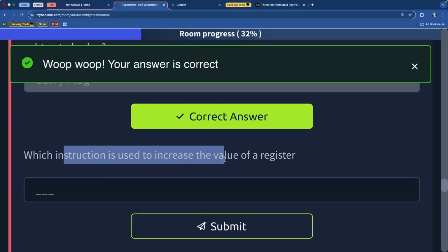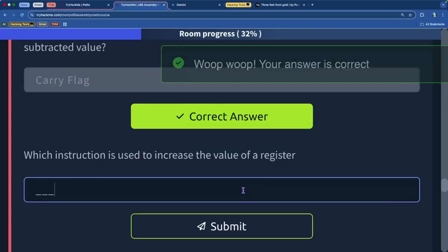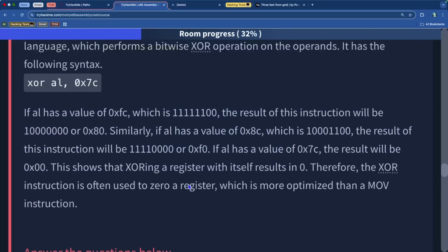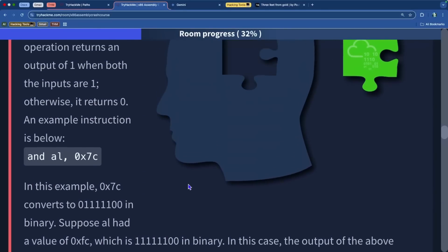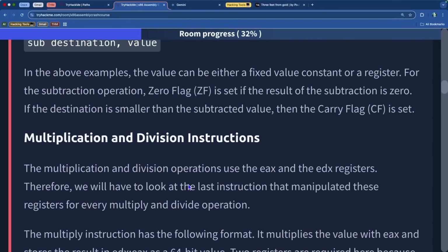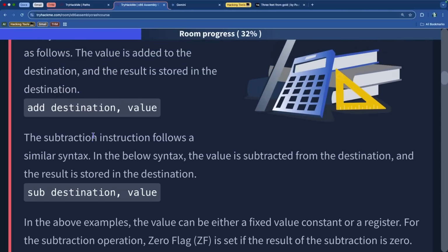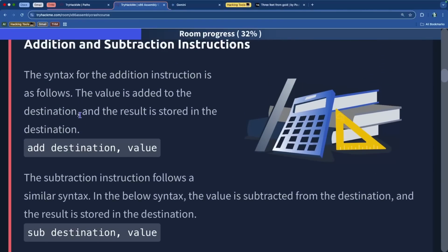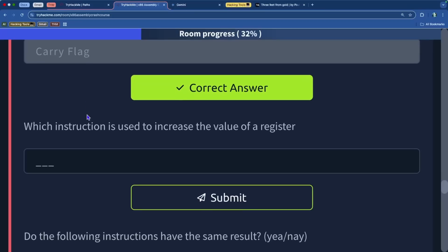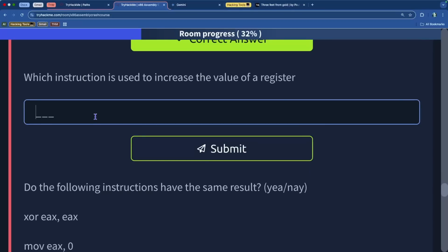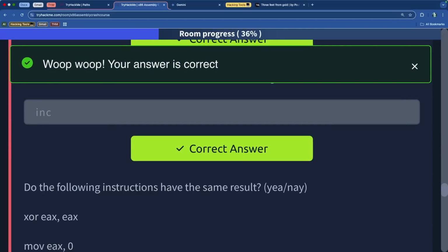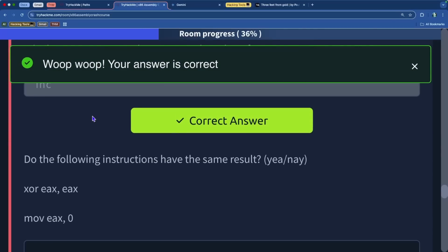Which instruction is used to increase the value of a register? Now, technically, it can be increment because it increases the value. But let's see if there's anything else. I want to say it's increase. Multiplication can also increase the value of it. Add can also increase the value of it. I think the answer that they're looking for would be add, although technically multiply and increase both work. So let's see if it's add. They're not looking for add. So is it increase? Yeah, they're looking for increase or increment.